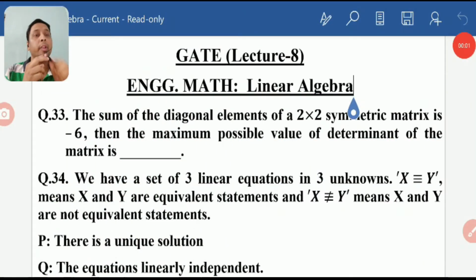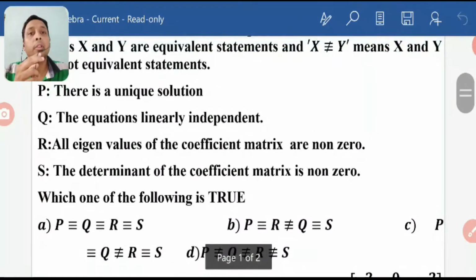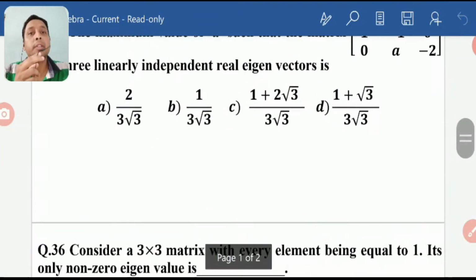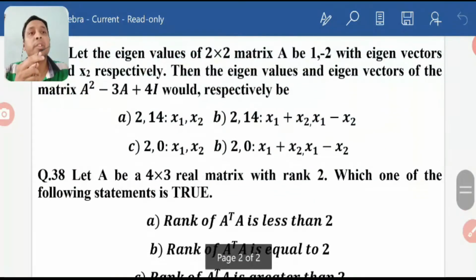Okay, welcome to lecture 8 of GATE Engineering Math Linear Algebra classes. In continuation with our last class, we will be solving questions from 33 onwards. So 33, 34, 35, 36, 37 and 38 I have taken. Let me see how much I can complete.